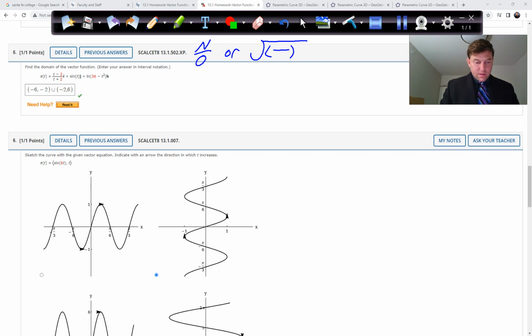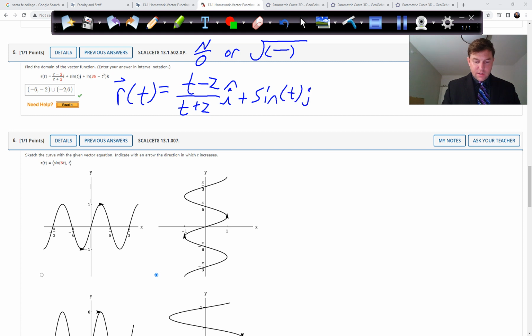So the vector function, let me write it bigger, in parametric form is t minus 2 divided by t plus 2 times the I component, the unit vector I, plus sine of t in the j unit vector direction, plus the natural log of 36 minus t squared in the k unit vector direction.